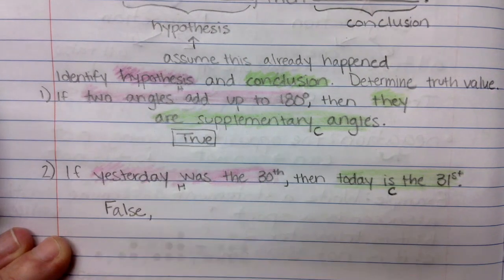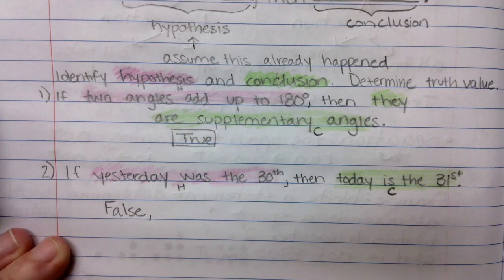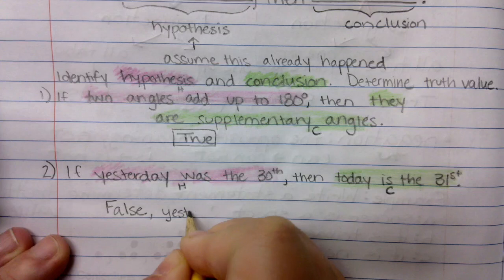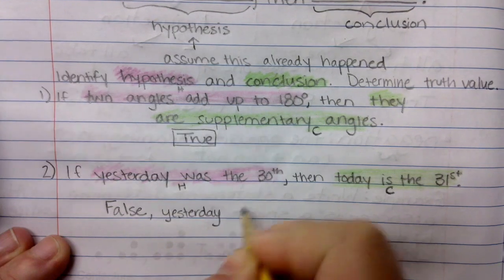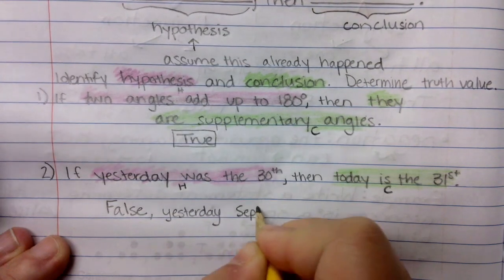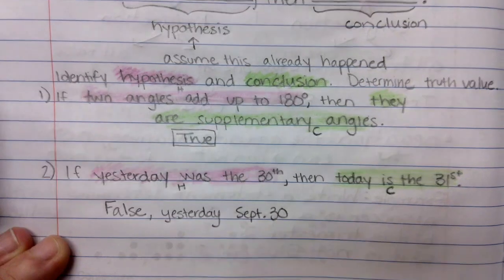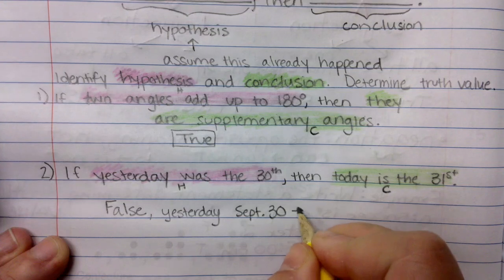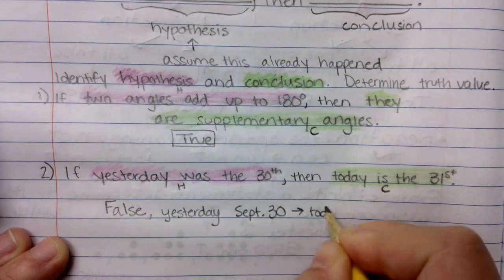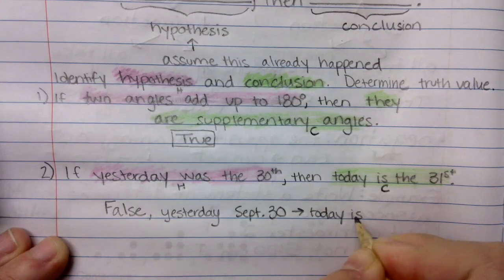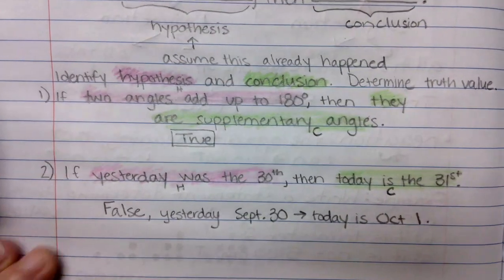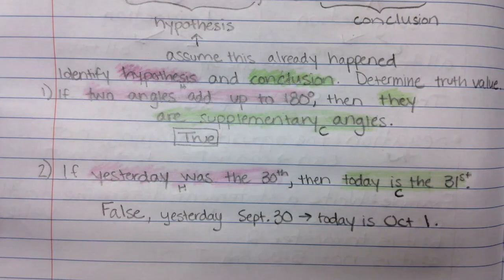Okay, and our example was yesterday was September 30th. When it's September 30th, what's the next day going to be? October 1st. So that makes that false, because September only has 30 days. So we know that when yesterday was September 30th, today is October 1st.